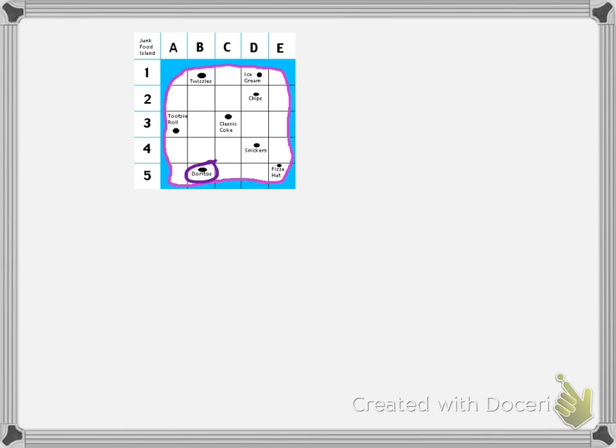Well, I want to know how far I'm going over. So I'm going over to the B column, and I can see that also I am in the 5th row. So B5 is where I'm going to find those Doritos.